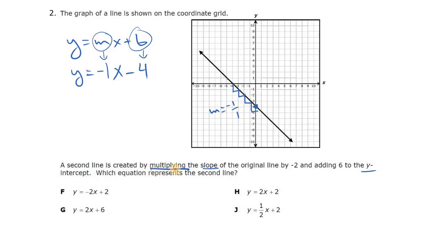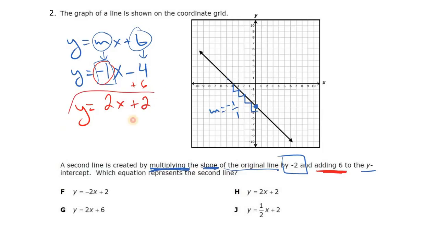A second line is created by multiplying the slope, which is -1, of the original line by -2. So what's -1 times -2? Negative times negative is a positive, so it's 2. So our new line is 2x, and then what are we supposed to do with the y-intercept? Add 6 to the y-intercept. Well, if the y-intercept was -4 and I add 6, what's -4 plus 6? That would be plus 2.